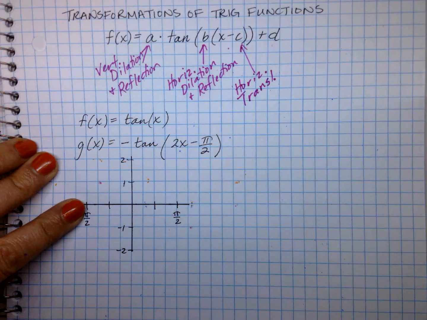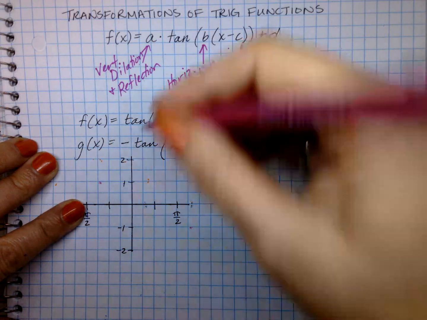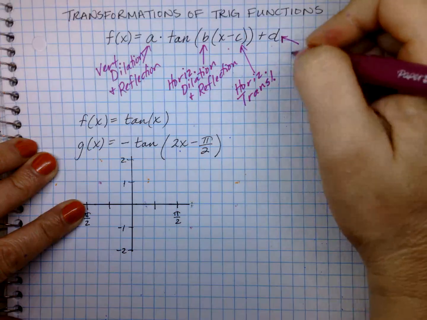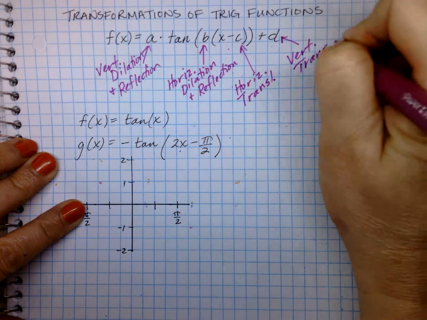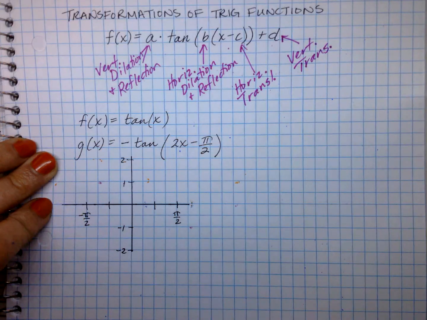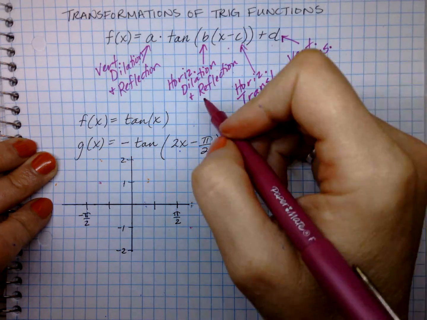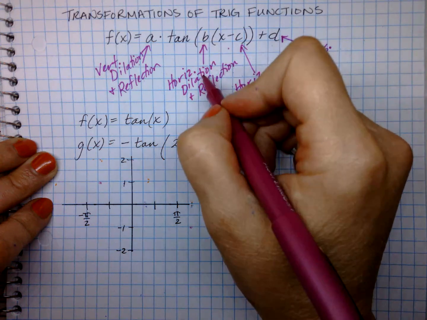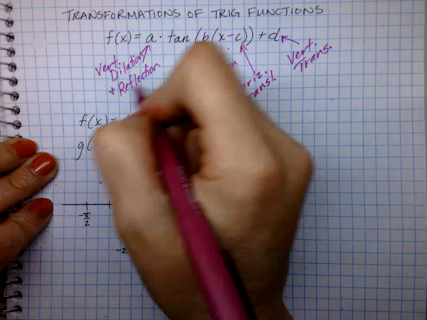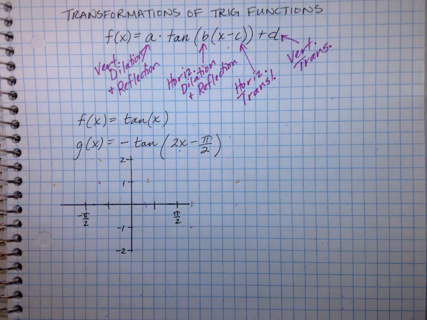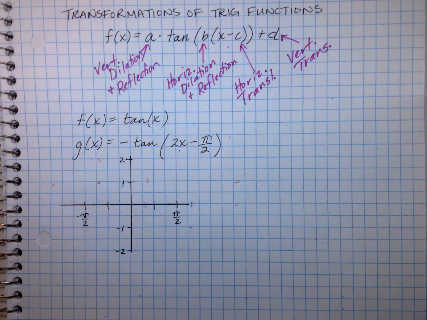sliding left and right. And of course, remember that that says minus C because it works opposite of what you think it should. If you see subtracting a number, it actually moves it to the right. If you see adding a number, it moves it to the left. And then finally, we have D, which is vertical translation. So left, right, up, down, stretch and shrink horizontally and reflection horizontally. And then we have stretch and shrink vertically and reflection vertically. So in a nutshell, there's our general form.